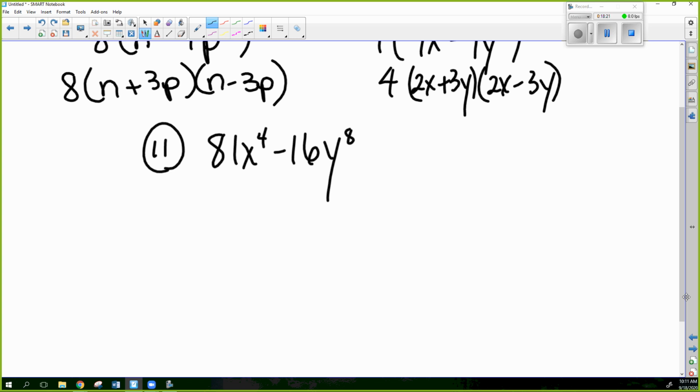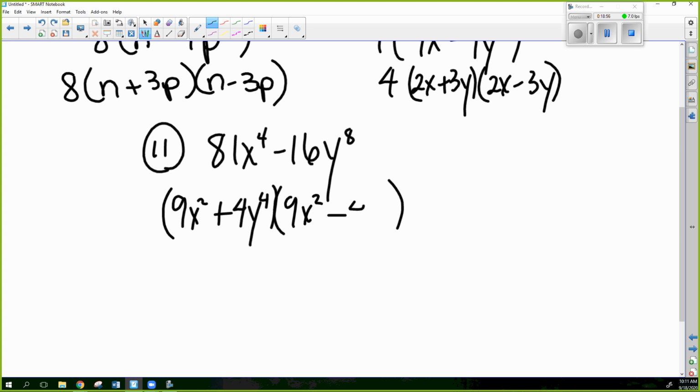I can tell you now that 81 and 16 do not have a GCF. Okay? Do we have perfect squares? Yes. Okay? Exponents are perfect squares if they're even, so we're good. All right. What's going to go in the front of each? 9x squared. Then 1 plus and 1 minus. What's going to go in the back of each? 4y to the 4th.